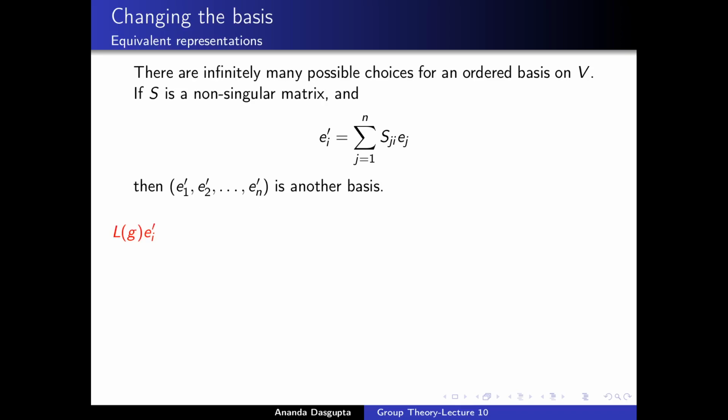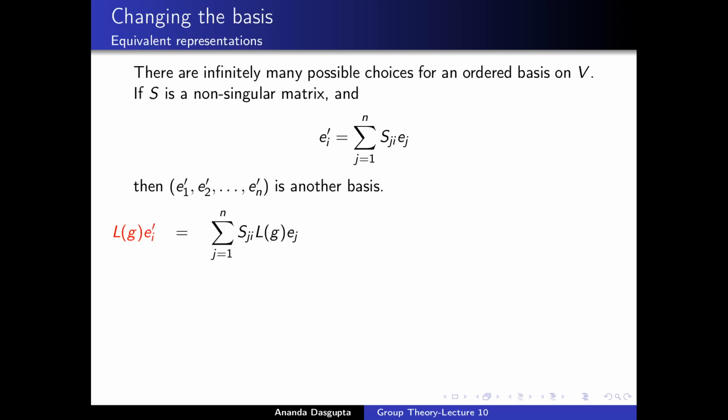And what happens to the matrix representation then? Remember, to calculate the matrix representation, what we had to do was apply the linear transformation corresponding to a group element small g on a basis vector, on the ith basis vector say, and then expand out the vector in terms of the basis vectors. So what we are doing here with this new basis E1 prime, E2 prime up to En prime is applying Lg on Ei prime. Of course, this is a resulting vector, and this vector can be expanded in terms of the original basis as well as in terms of the new basis.